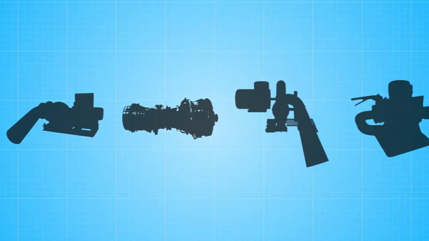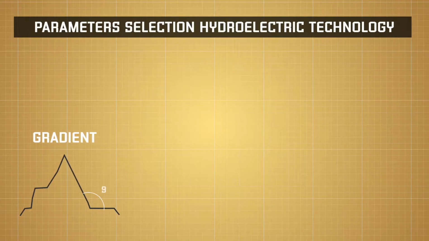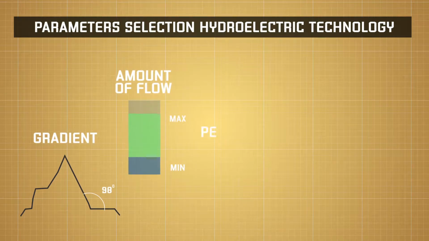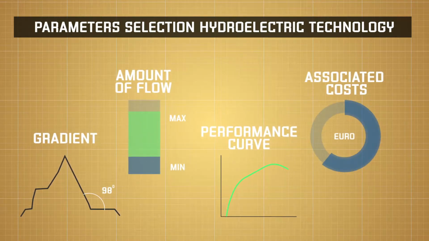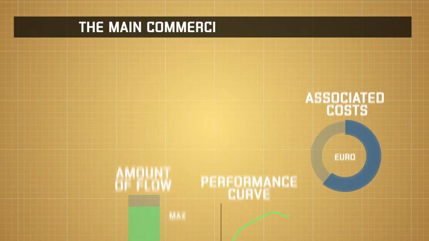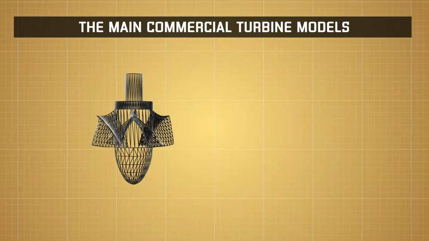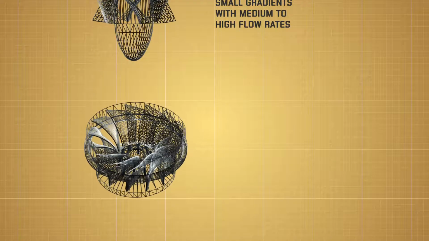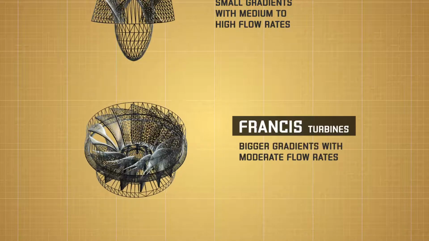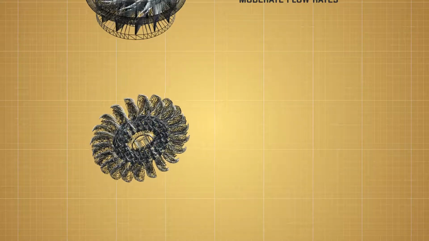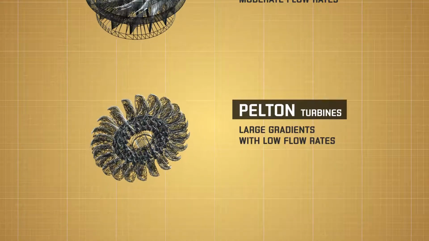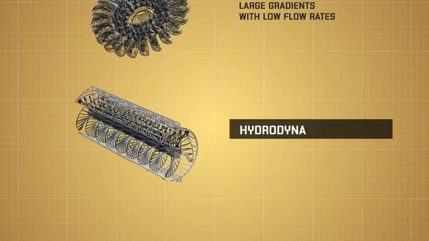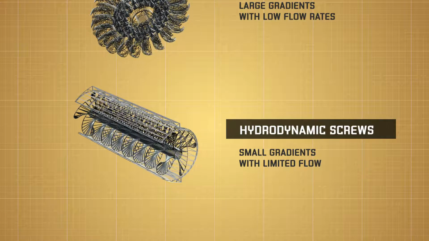Choosing the correct type of hydroelectric generation technology is crucial. This is largely conditioned by parameters such as the gradient, the amount of flow to be tapped, the turbine performance curve, and the associated costs. Simply put, the criteria governing the use of the main commercial turbine models dictate Kaplan turbines for small gradients with medium to high flow rates, Francis turbines for bigger gradients with moderate flow rates, Pelton or Turgo turbines for large gradients with low flow rates, and hydrodynamic screws for small gradients with limited flow.